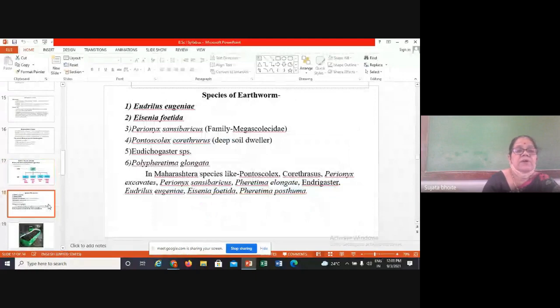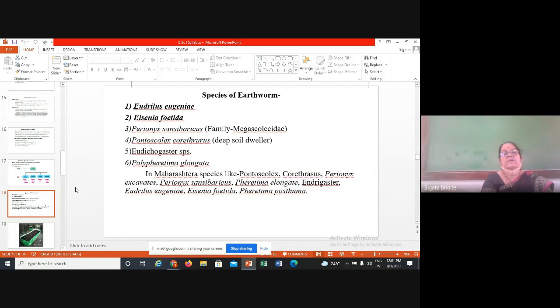In the phylum Annelida, the addition to the syllabus is the species of earthworm used for vermicomposting and the preparation of the vermicompost bed. The species of earthworm generally present: the first species is Eudrilus eugeniae, the second species is Eisenia foetida, and the third species is Perionyx sansibaricus.